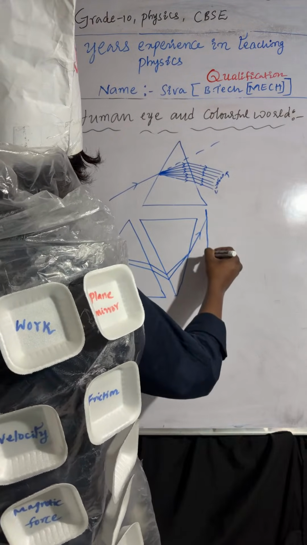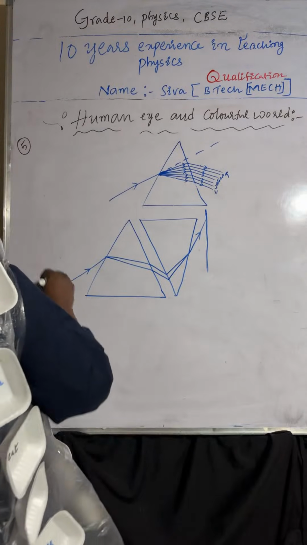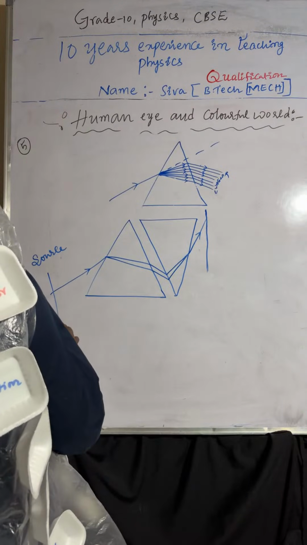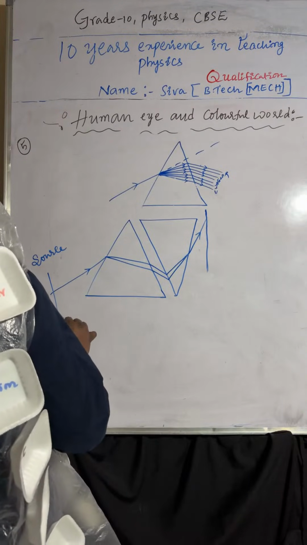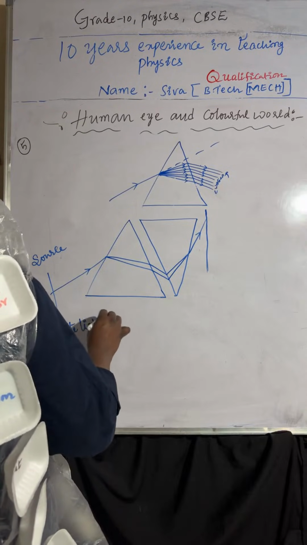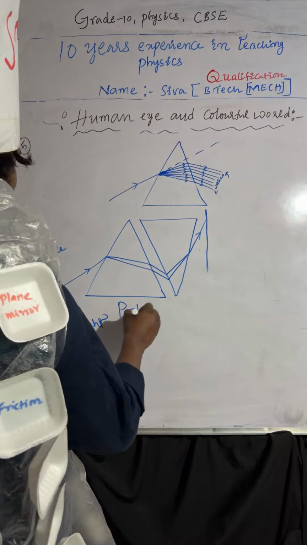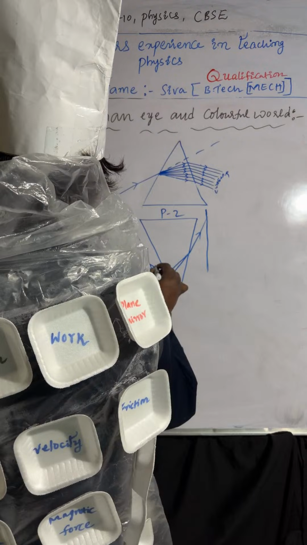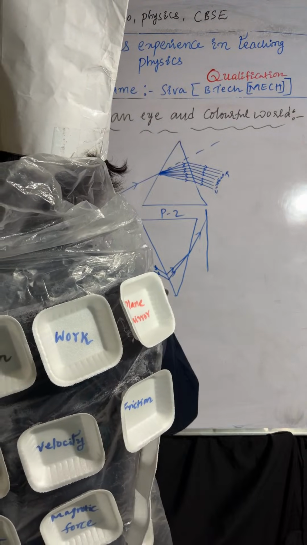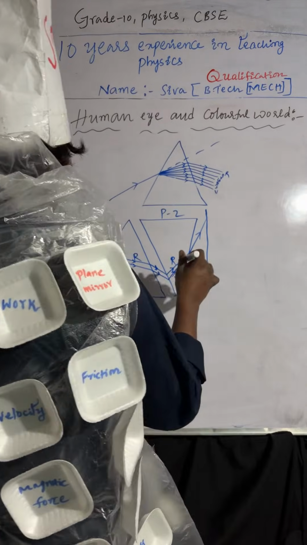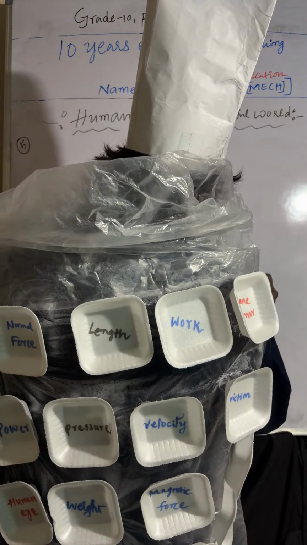So here, this is the source, that is white light. Then prism 1, prism 2, violet and red. On the screen also we got it as a white light.